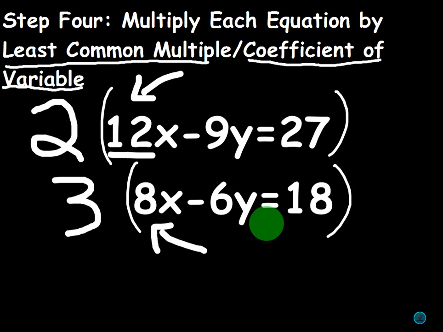Makes sense. Good. So now that we've done that, we're going to multiply everything on the top equation by 2. So that will become 24. That will become negative 18. That will become 54, just doubling it. Bottom, that will be 24, negative 18, 54.